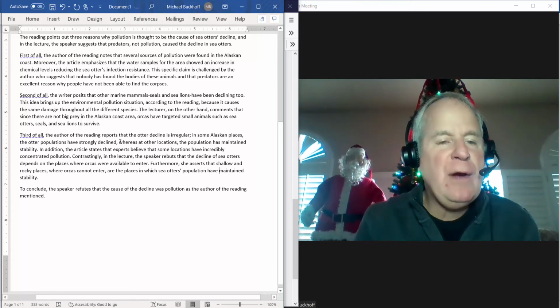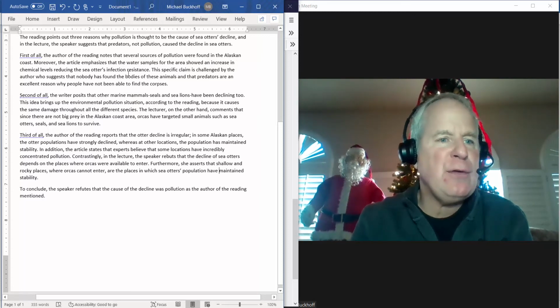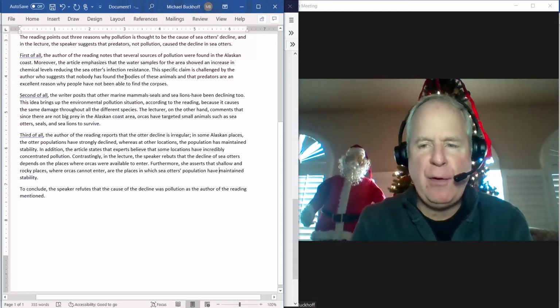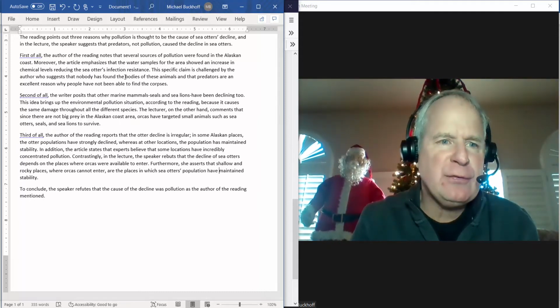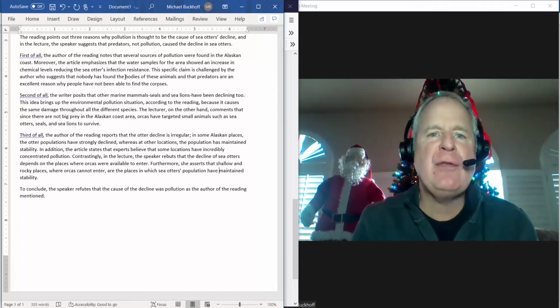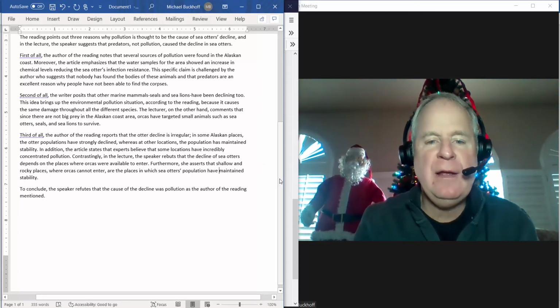And what we also had to do here is you had a lot of past tense verbs, but if you go back to previous paragraphs, that's not what you did. You said nobody has found the bodies, predators are an excellent reason. You're using either the present perfect or the simple present in previous paragraphs to talk about the information from the reading and the lectures, so you want to be more consistent in that manner.